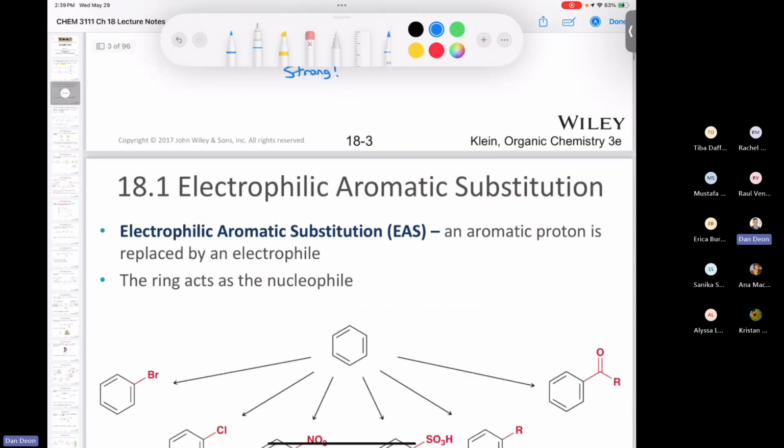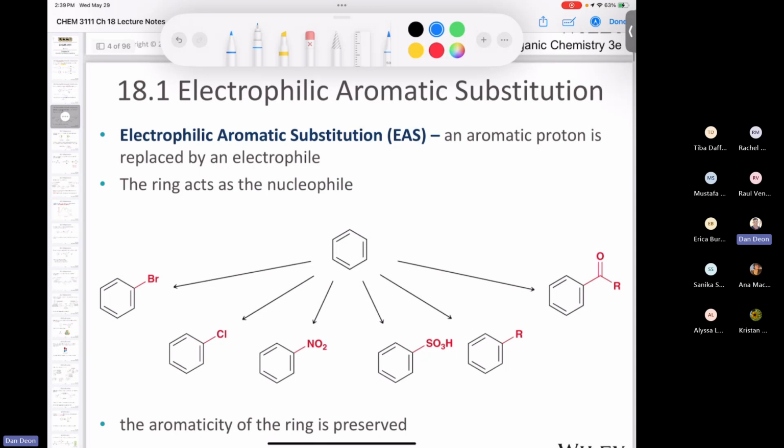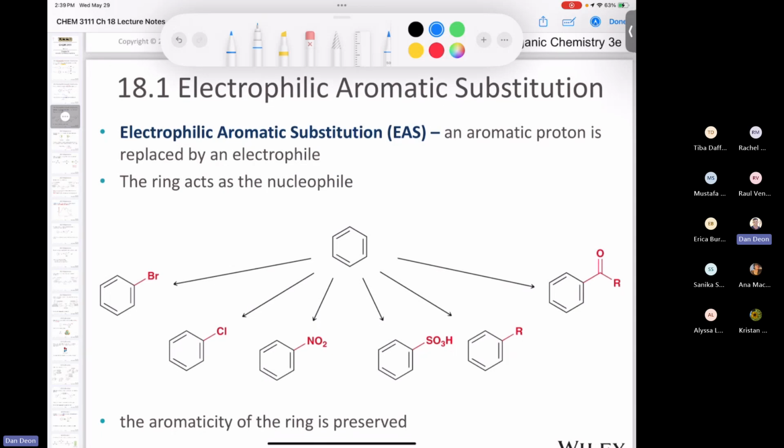Now, in terms of synthetic utility, this whole concept of an electrophilic aromatic substitution reaction means replacing a hydrogen atom on the ring with another group. It says an aromatic proton is replaced by an electrophile, and in these cases, the ring actually acts as a nucleophile. So what are the types of electrophiles that we can substitute in place of our proton? Well, you know what a bromine is, so you could make bromobenzene, or you could put a chlorine in and make chlorobenzene.